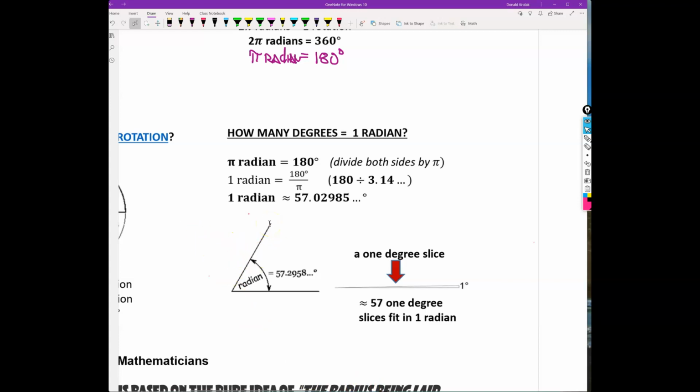So we talked about how many degrees were in a radian, and we're going to be doing some more of this tomorrow when we start converting, but a radian is roughly 57 degrees. I usually say about 60 degrees roughly. So you can see a radian is much bigger, more of a rotation than a skinny old 1 degree.